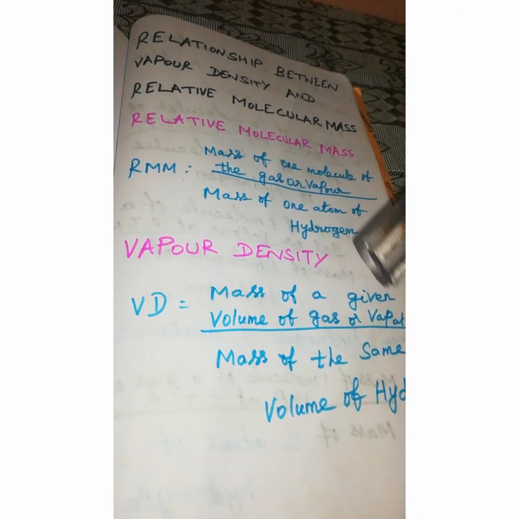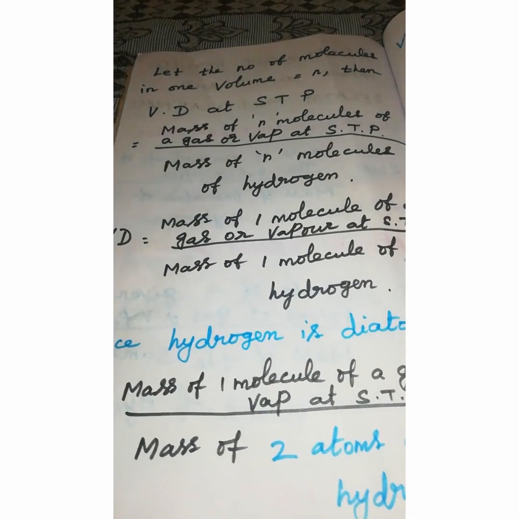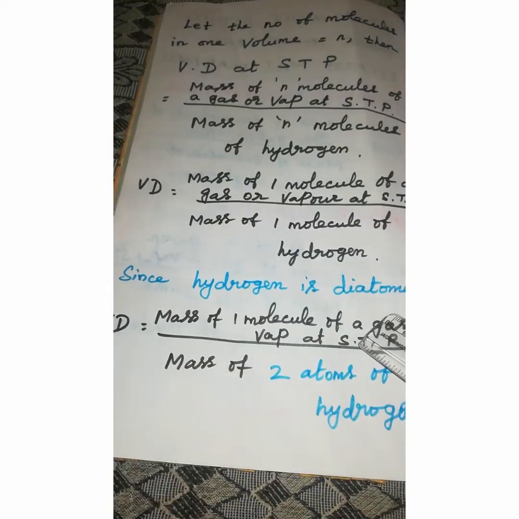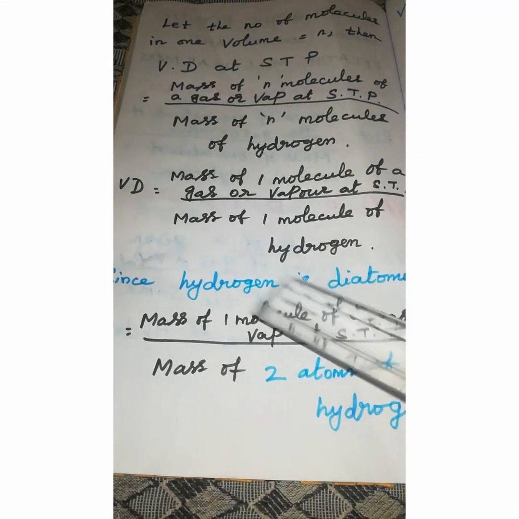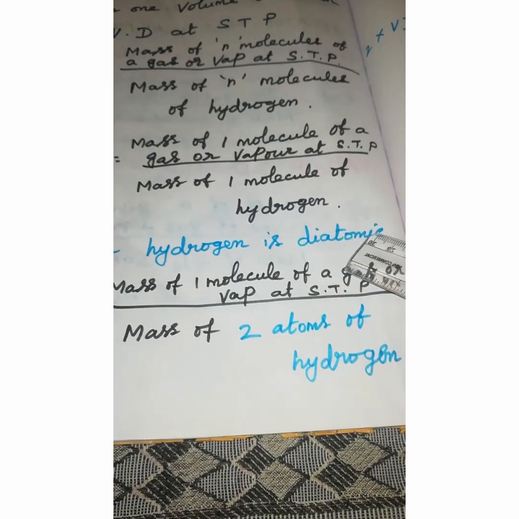So according to Avogadro's law, vapor density equals mass of n molecule of gas or vapor divided by mass of n volume of hydrogen. Next, n equal to 1. So mass of one molecule of gas or vapor at STP equals mass of one molecule of hydrogen. Since hydrogen is a diatomic molecule, atomicity of hydrogen equals 2. Diatomic means 2 atoms of hydrogen. One molecule of hydrogen equals 2 atoms of hydrogen.